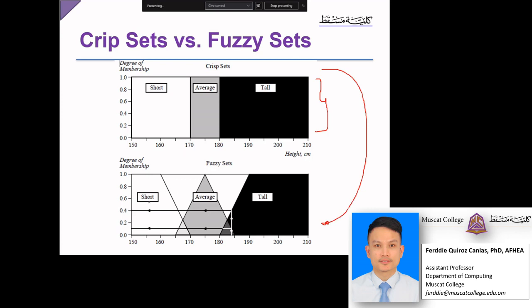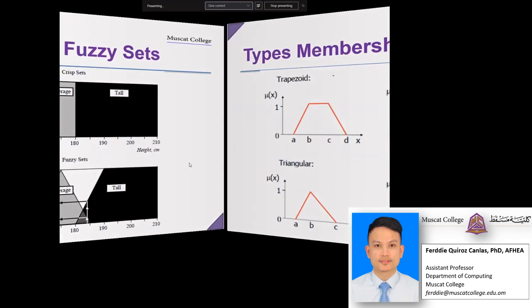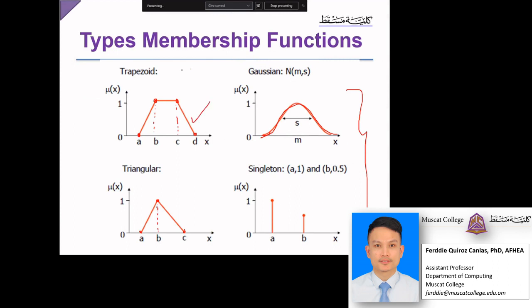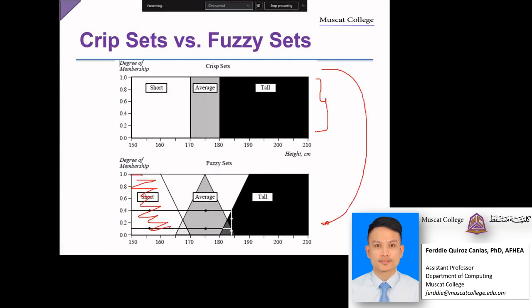membership functions. If you will see this portion of this illustration, it uses a trapezoid. If you will notice, this one is a trapezoid, half of the trapezoid. To represent short, we have 150 to 170, and then the average here, which is 170 to 180, is represented by a triangle. And then the tall here is represented by 180 to 210, with the trapezoid. Correct?